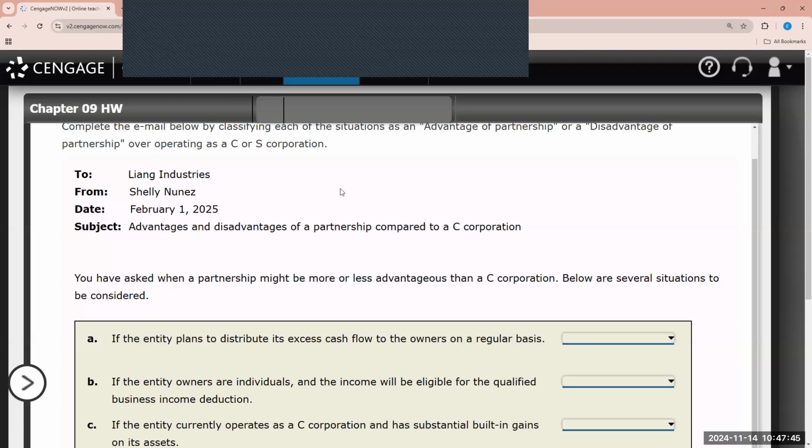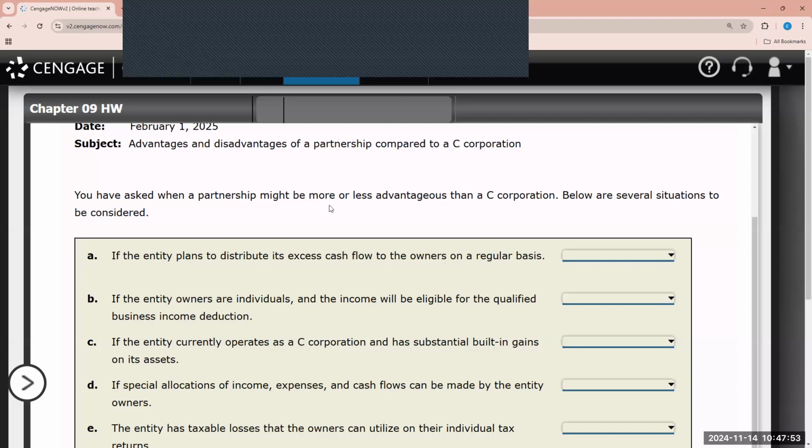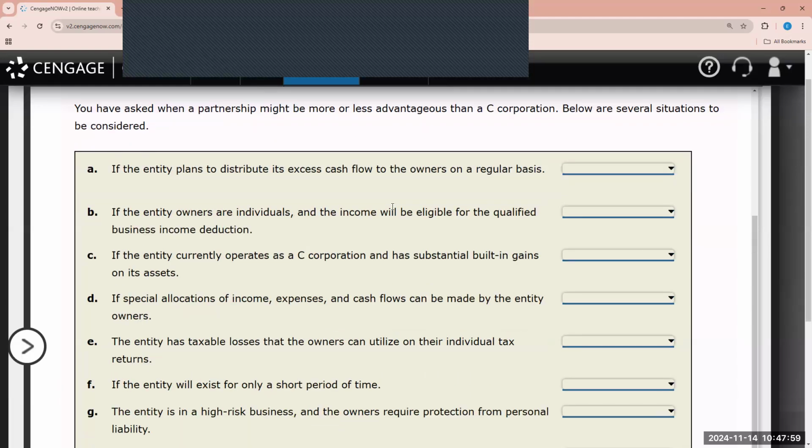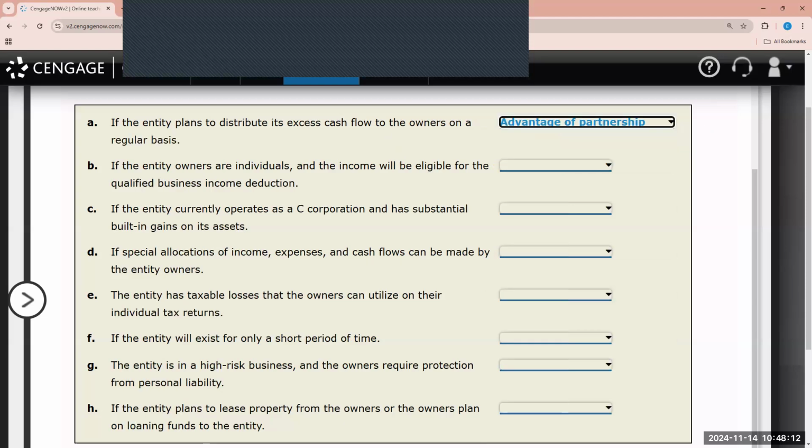The subject is advantages and disadvantages of a partnership compared to a C corporation. You have asked when a partnership might be more or less advantageous than a C corporation. Below are several situations to consider. So A states, if the entity plans to distribute its excess cash flow to the owners on a regular basis. This would be an advantage of a partnership.